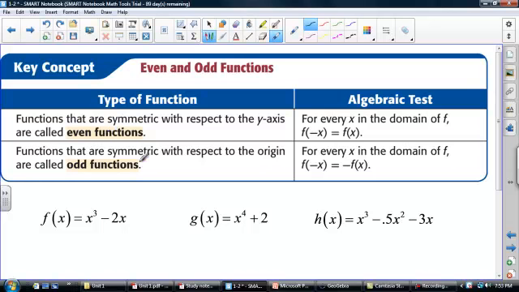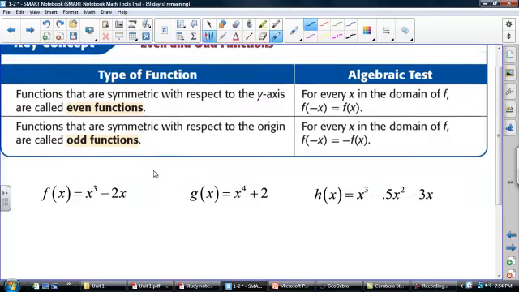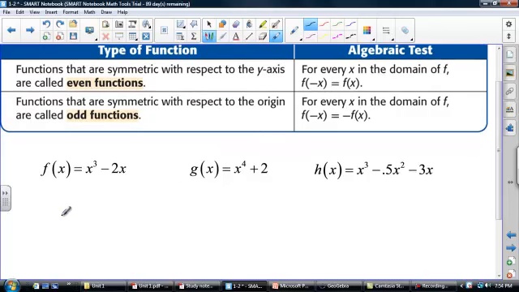For odd functions, it's symmetric around the origin. For the origin, remember we had to plug in a -x and a -y to get the same function. So let's try that. Let's start with this first function. I'm going to check to see if it's even, odd, or neither.